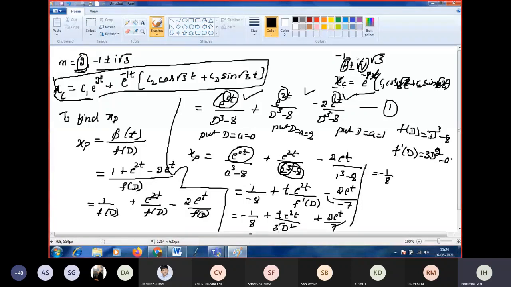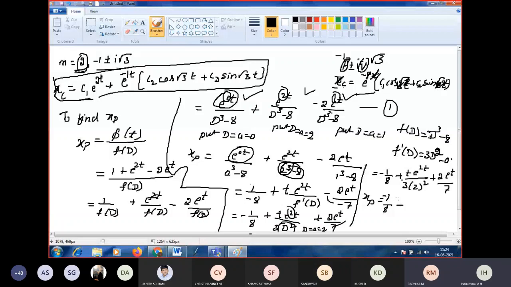So here what shall I put for d? Put d equal to a, equal to 2 only. The a is the same throughout the problem for that particular term. So t e power 2t divided by 3 into 2 square plus 2 e power t by 7. Therefore, xp is equal to t e power 2t by 3 into 2 square minus 8.